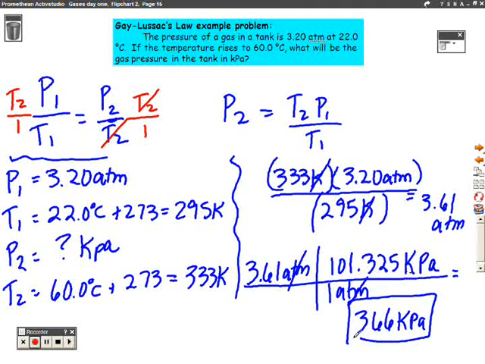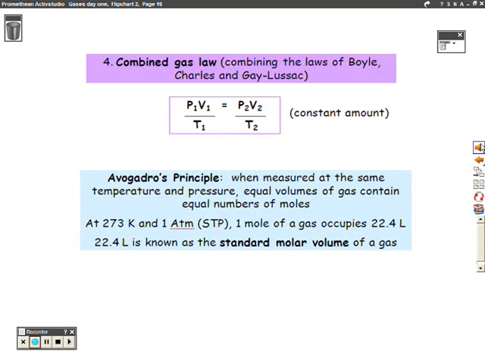Last but not least, and no difficulty here at all, because what it does is it takes the Boyle's, the Charles's, and the Gay-Lussac's laws and combines them into one with a constant amount. All of these 4 laws have a constant amount. A constant amount could be 1 mole, 2 mole, half a mole. It doesn't matter because we're just looking at the change in pressure, volume, or temperature. Now, I have it on the same side. Don't be worried. It's nothing scary here.